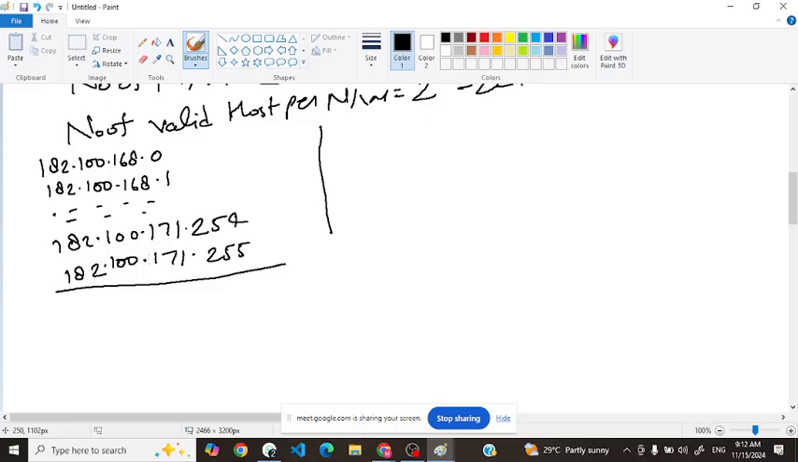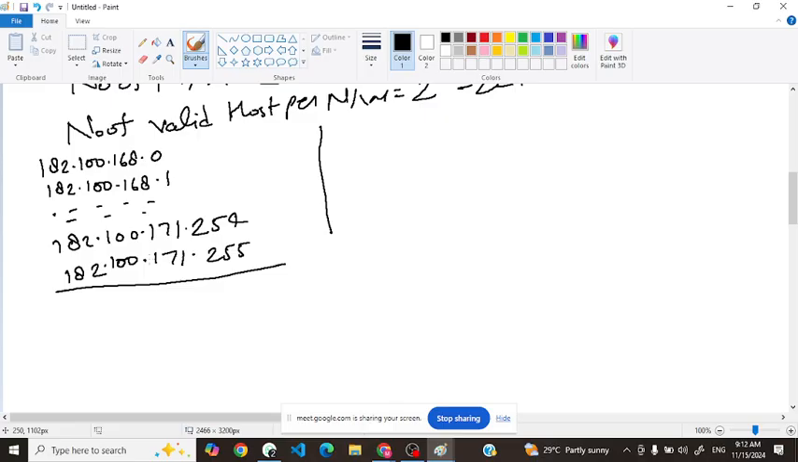182.100.1. We are looking for the third question, right? 182.100.168.0, right? Yes, the network address should be 168.0. Yes, 168.0. Now I think my answer is correct. No, no, 168.0 is correct. So is it correct?